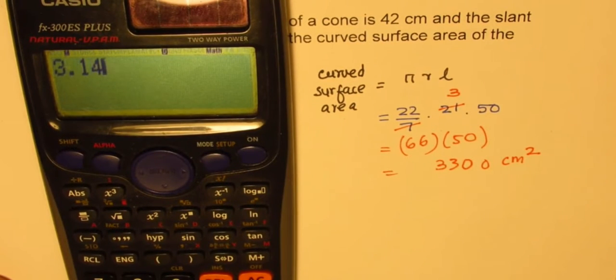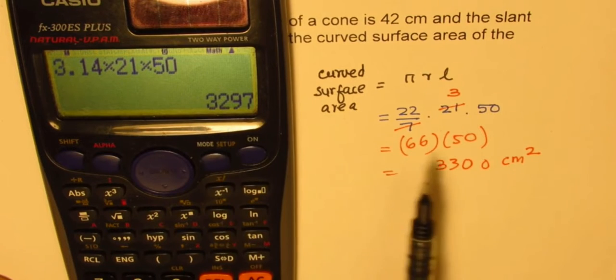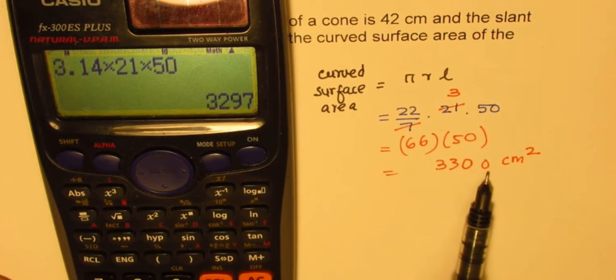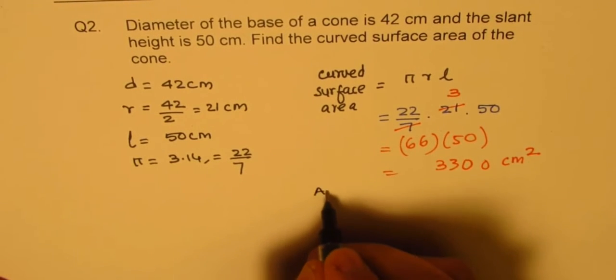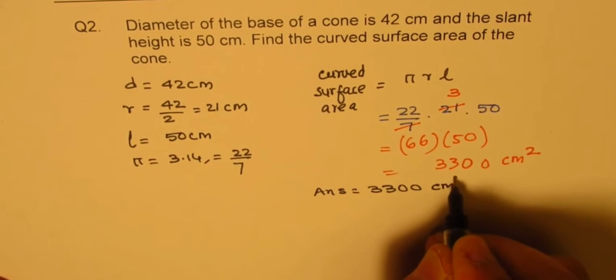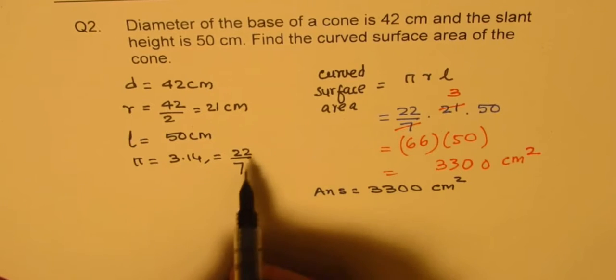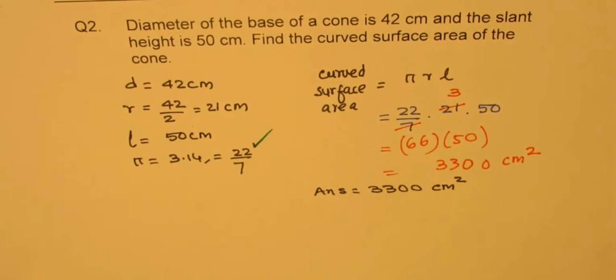So we got 3.14, which is pi, times 21 times 50. And that gives you 3297, right? So if you use pi 3.14, we get approximate value 3297. But this is a better value. Do you see that? 3300 is a better answer. So our answer here will be equal to 3300 centimeters square. So now I think you realize that this value here is very good to use. So at times we prefer 22/7 over 3.14.